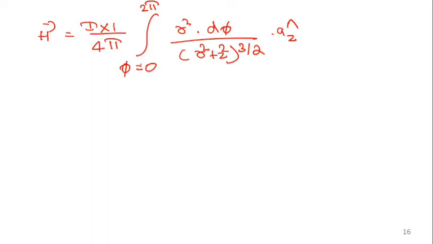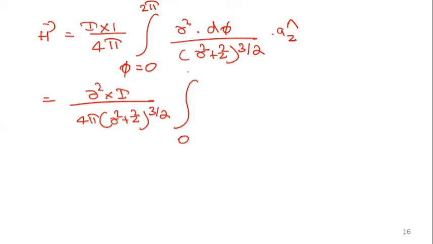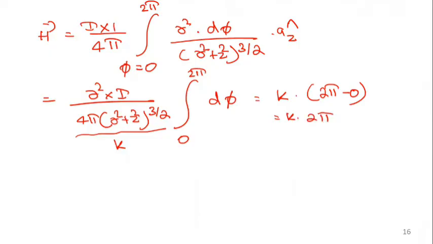Now we just need to do the integration and apply the limits. For that, R square can be taken common. So R square into I divided by 4 pi into R square plus Z square, which is again common, times integral 0 to 2 pi of d phi. Just like in the previous derivation, this entire thing we call k. That is k into integral 0 to 2 pi of d phi, which is k into phi, upper limit minus lower limit, 2 pi minus 0. So that is equal to k into 2 pi, where k is R square into I by 4 pi into R square plus Z square.